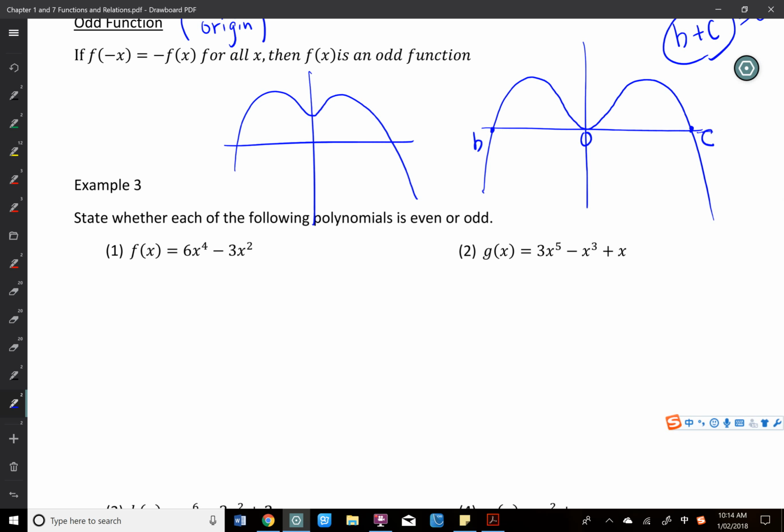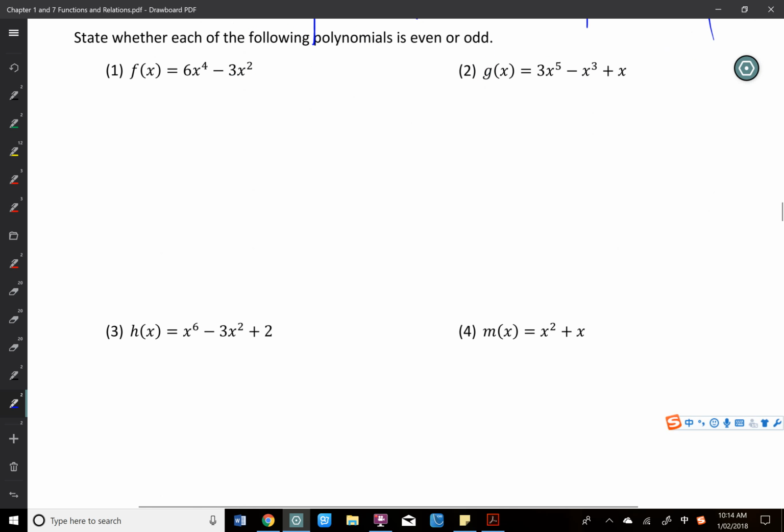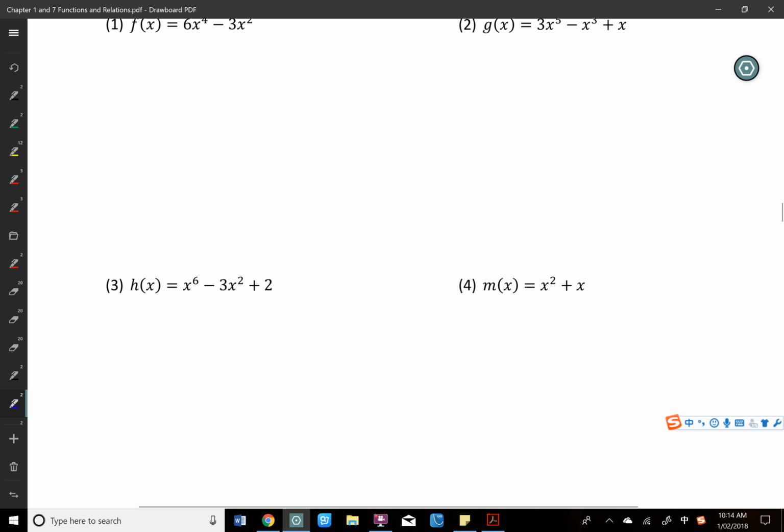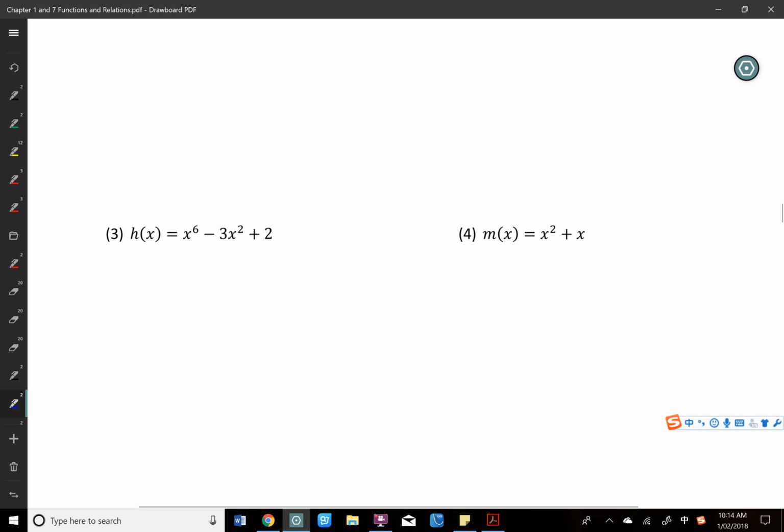If asked to prove whether a function is even function, odd function, or neither, let's just go for one example. Let's say for question 3, for that example, whether hx is an even function or odd function, first of all, think about the power. Those two powers are even powers. It can only be even function or neither. It's not going to be an odd function.